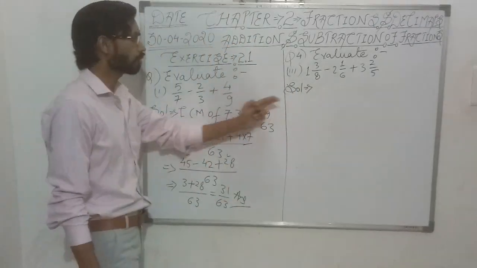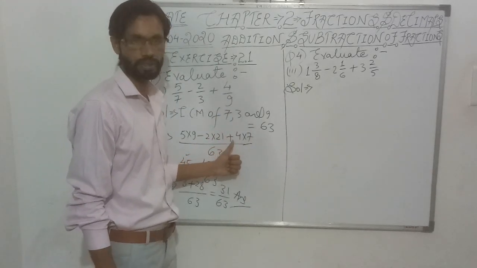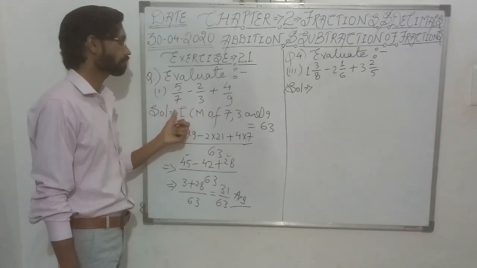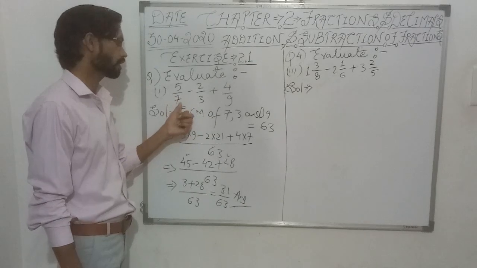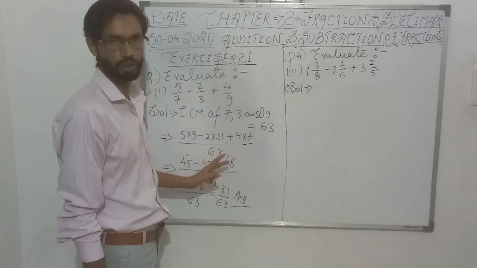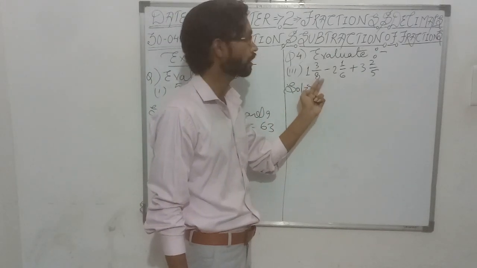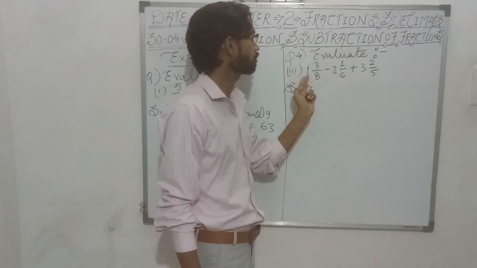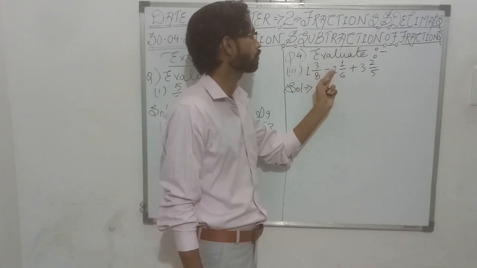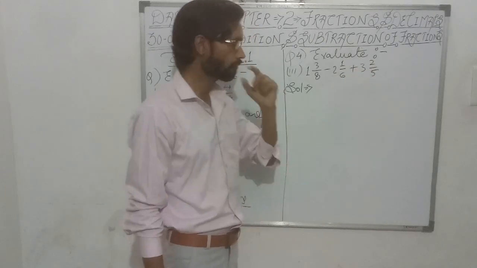Again, see, now this question is slightly changed as compared to the third one. Here, three fractions were there: 5 by 7 minus 2 by 3 plus 4 by 9. Then we have done the solution. And here the question is written in mixed fractions. What type of fractions are here? 1 right 3 by 8 minus 2 right 1 by 6 plus 3 right 2 by 5.